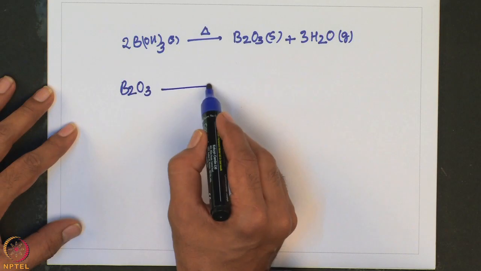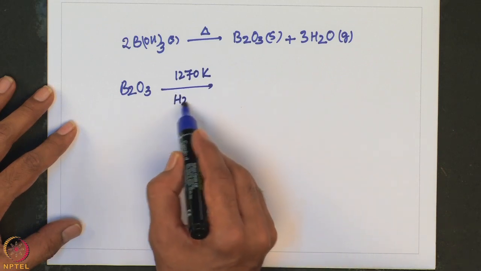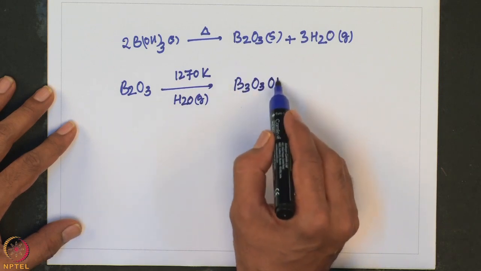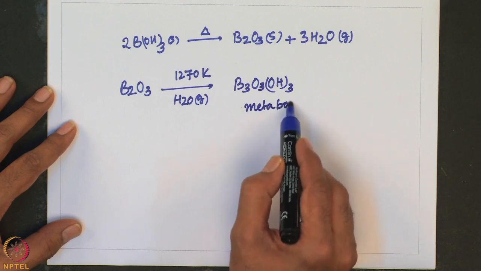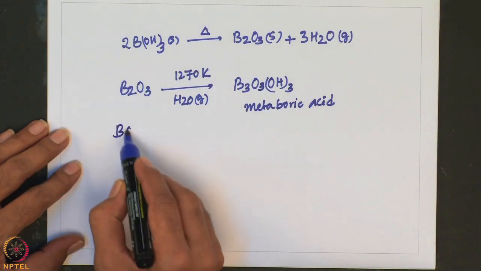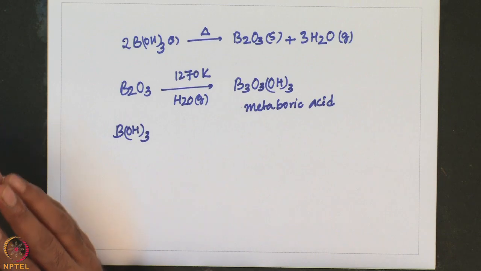But above 1270 Kelvin, molten B2O3 reacts rapidly with steam to give HBO2, so this is called metaboric acid. And of course, when we look into the property, boric acid is a very weak Brønsted acid in aqueous solution. In fact, boric acid is primarily a weak Lewis acid, and the complex it forms with H2O essentially looks this way.